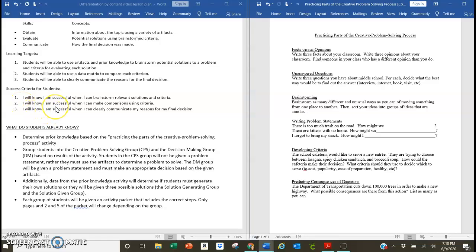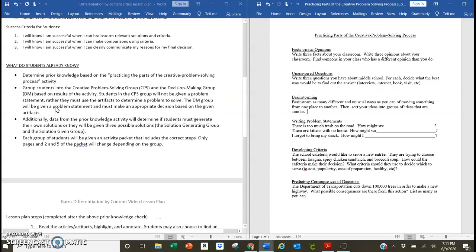In determining what students already know, I'm going to give all of the students a version of a formative diagnostic check, practicing the parts of the creative problem-solving process. I like to use this because it breaks it down into ways that are really relevant to them. For example, they're learning fact versus opinion, so 3 facts about the classroom versus 3 opinions. Once we get into the actual decision-making lesson, it also pulls in content from their science class.